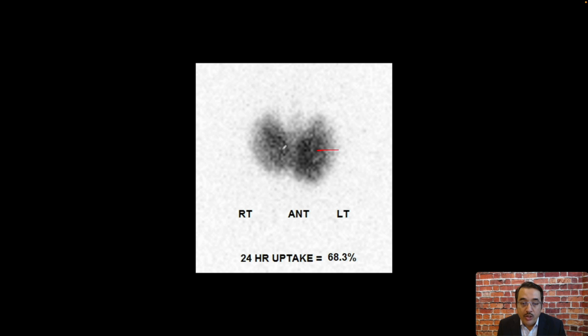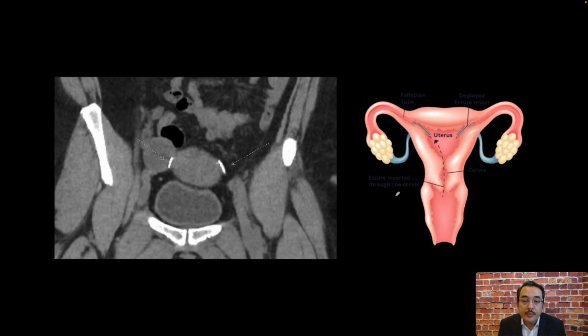There is diffuse increased uptake in both lobes along with pyramidal lobe activity and a very high 24-hour uptake value, making a diagnosis of Graves' disease.